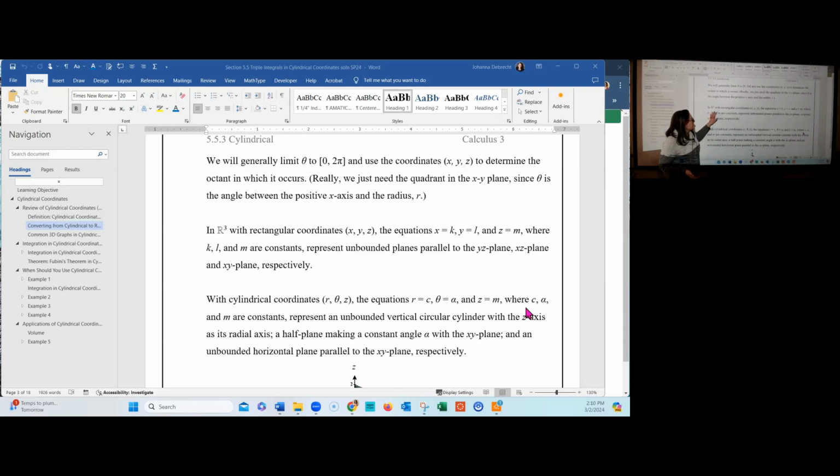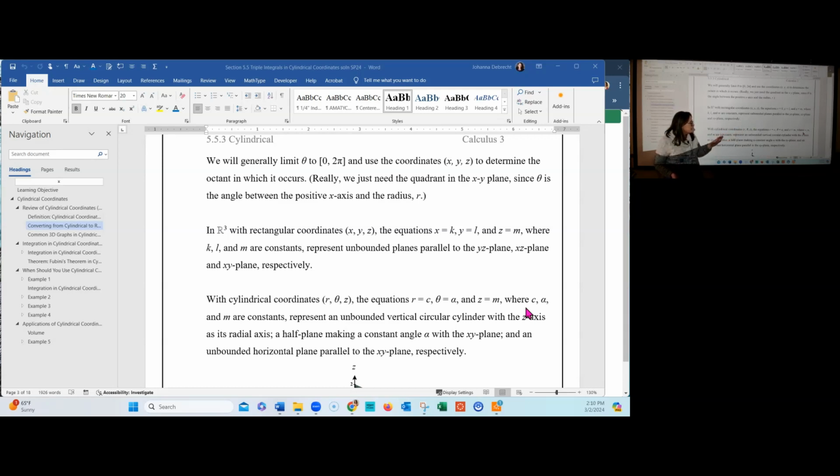When we have rectangular coordinates x, y, z, the equations x equal a constant, y equal a constant, and z equal a constant give us three unbounded planes parallel to the yz plane, the xz plane, and the xy plane, respectively. With cylindrical coordinates, let's remind ourselves of what the different equations represent.